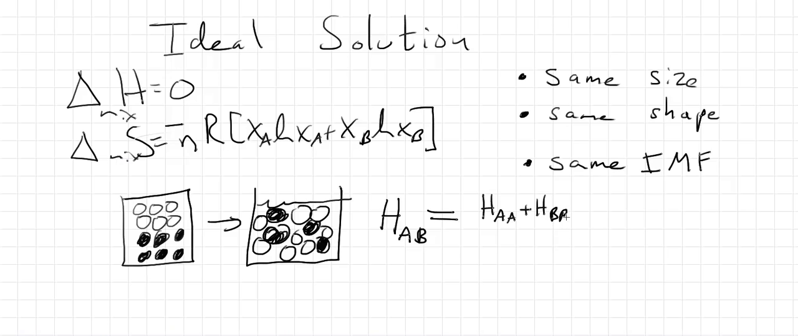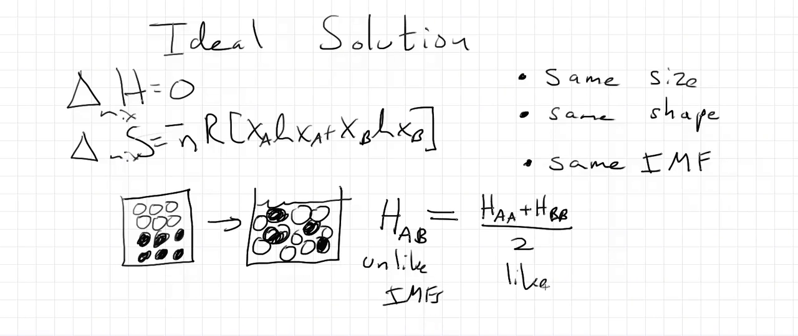Okay. And of course this is approximate, but for it to be an ideal solution, this would have to be actually exact. So this is the unlike IMFs, and this is the like IMFs.